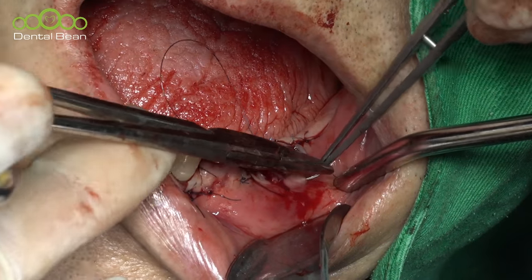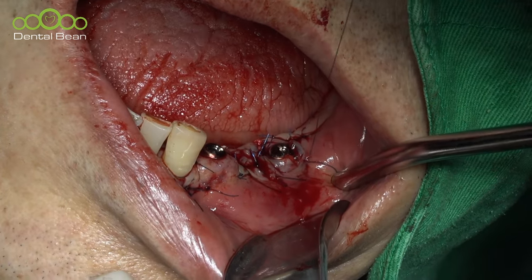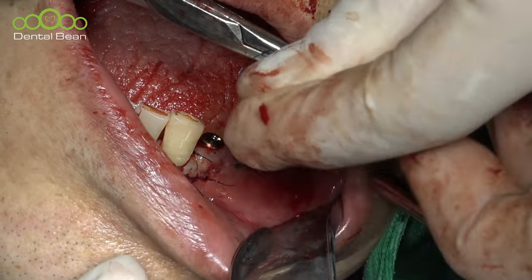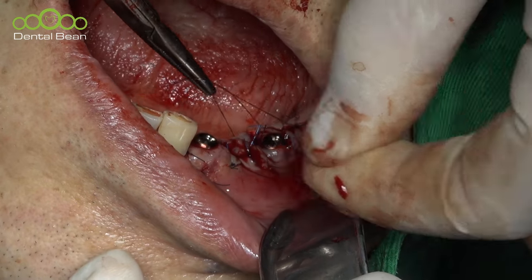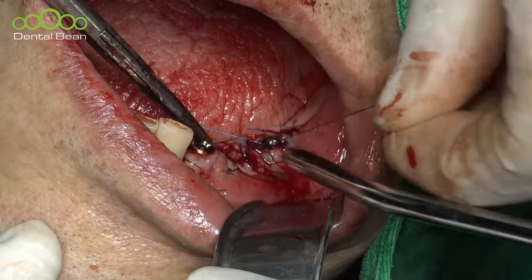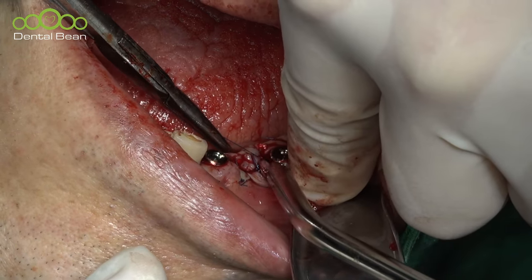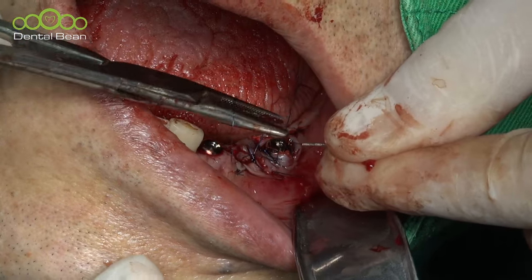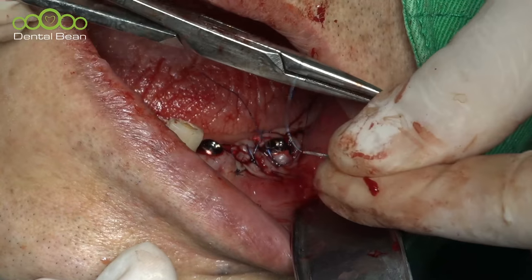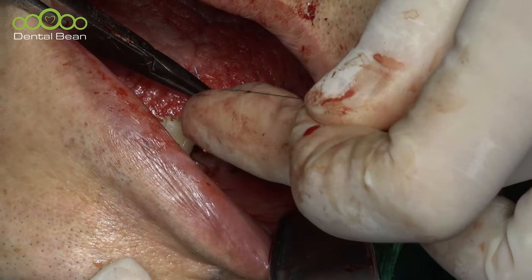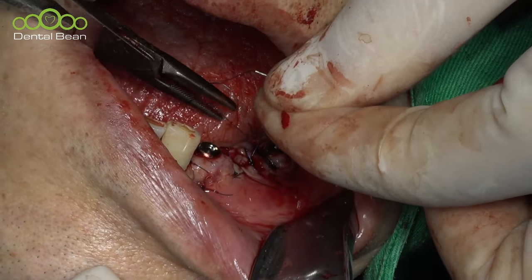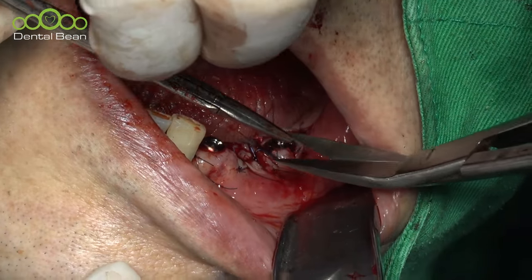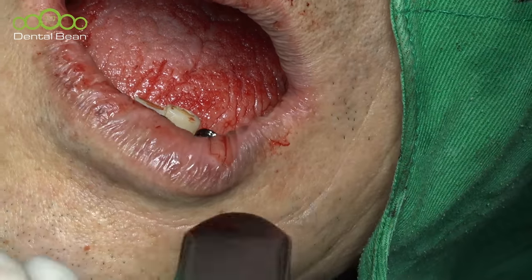Okay. It's okay. Make a good knot, always. Finish. Okay, I'm gonna check the surgical area.